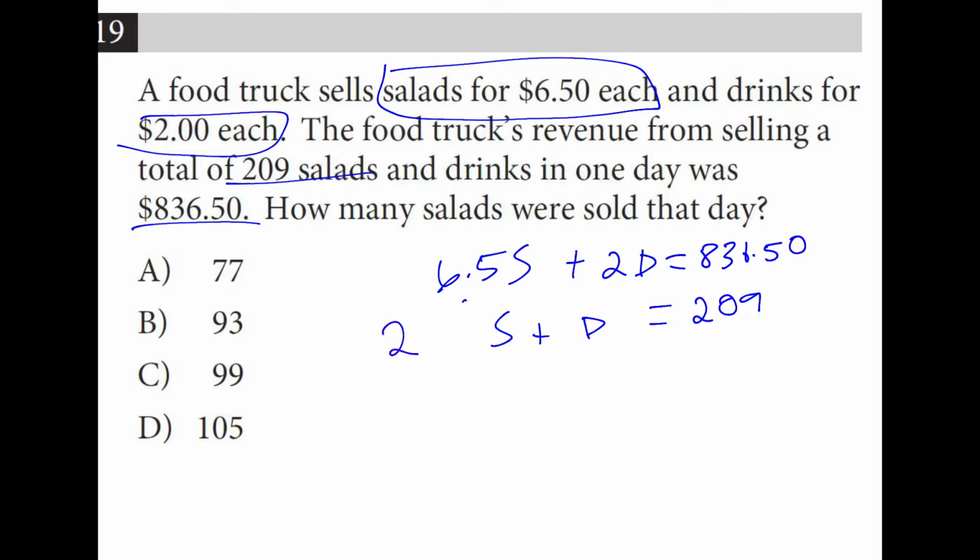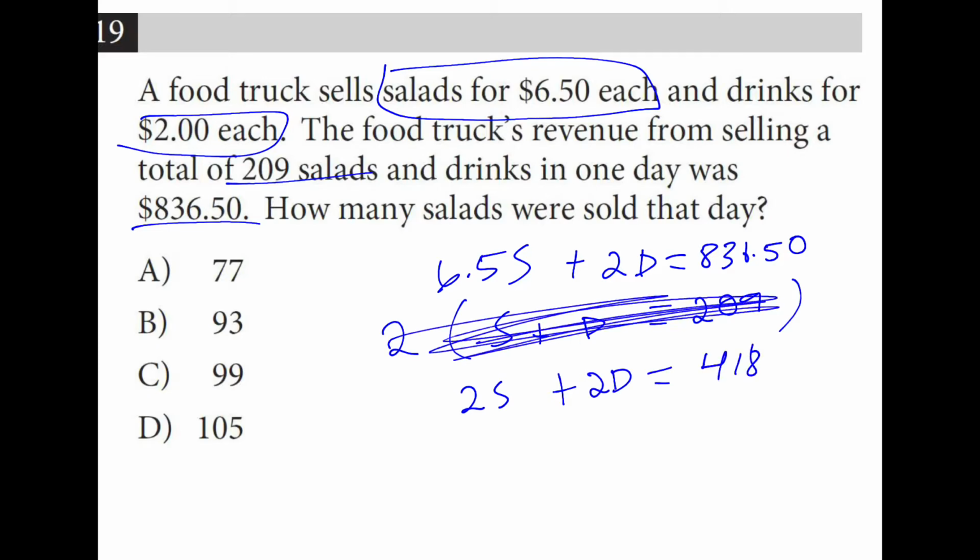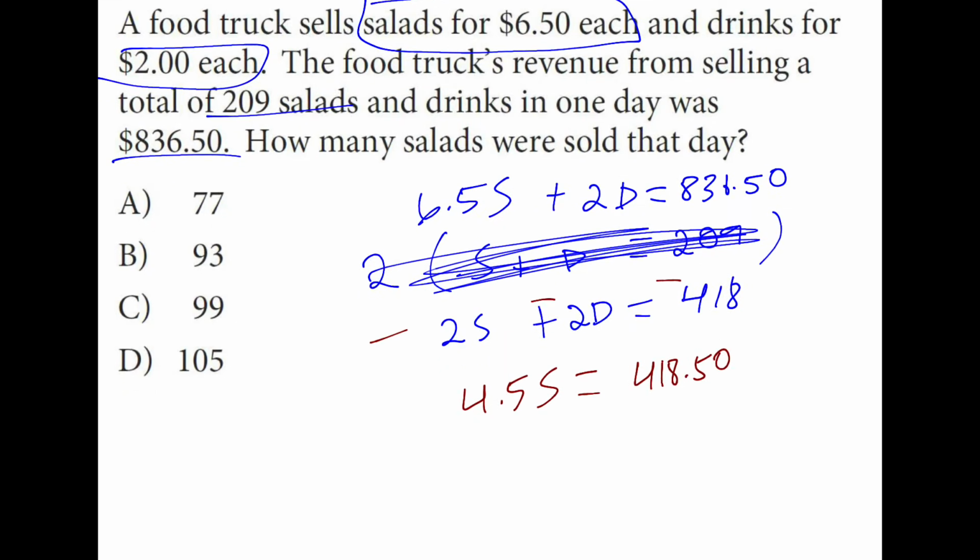So if I double this bottom equation, I have 2S plus 2D is equal to 418. So I can get rid of this one now, and I can use elimination to get rid of the D's. I can just subtract these straight down. So I'm left with 4.5S is equal to 418.50. If I divide by 4.5, I have S is equal to 93. B.